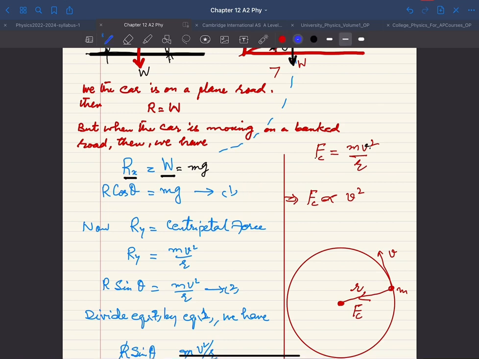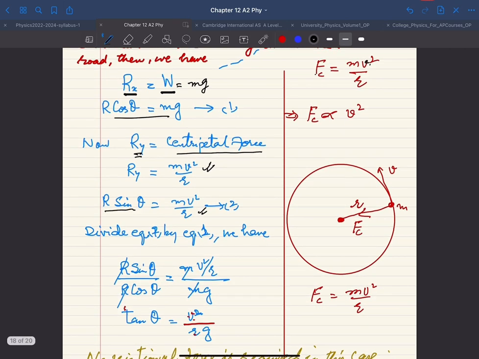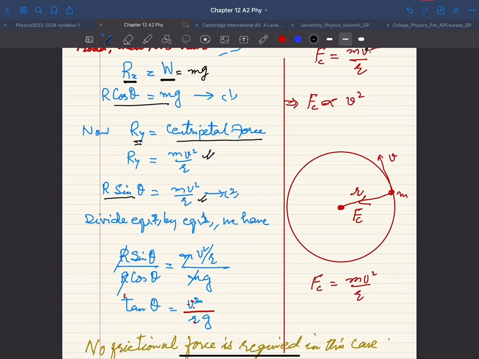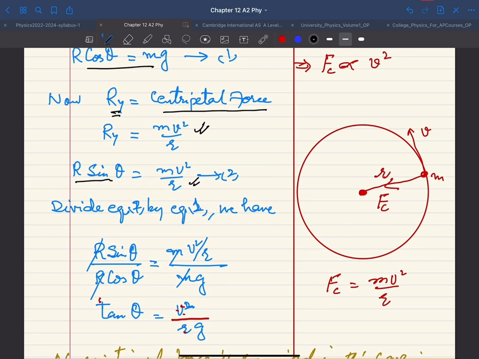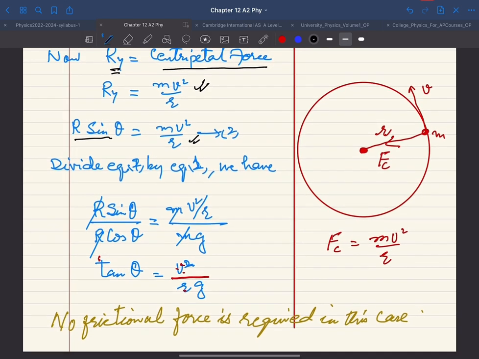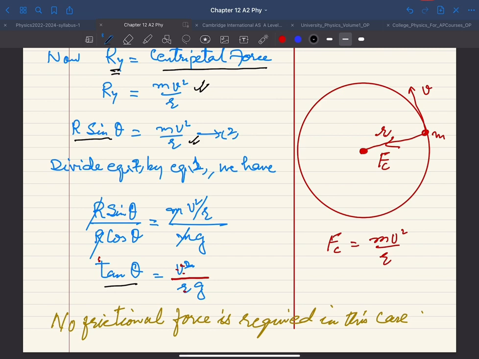On the other hand, when you consider the other component, which is Ry, you will say that the Ry is the force which is providing the centripetal force, and Ry is equal to mv square over R. But you know that Ry is nothing but R sine theta, and of course mv square over R is here. So when you are considering this situation, again as we did in the previous example, by dividing equation 2 by equation 1, we are getting the same formula: tangent theta is equal to v square over rg.